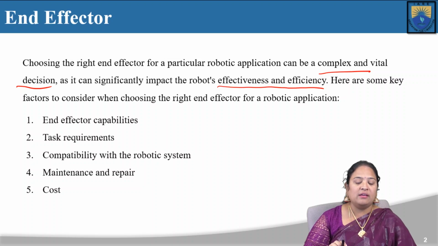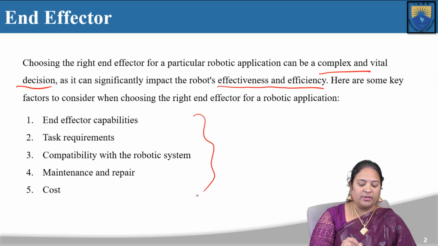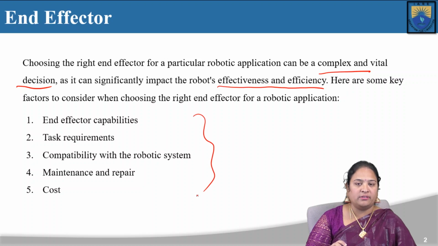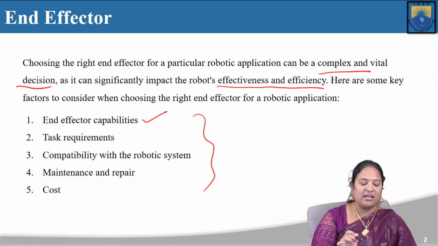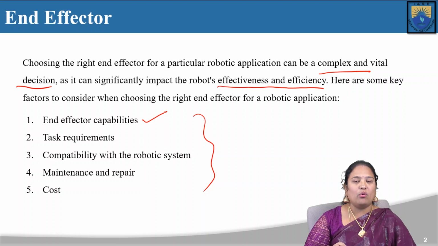So here, these are the 5 components which are very important to select an end effector. Here are some key factors to be considered when choosing the right end effector for a robotic application. What are those key factors? Let us see first. The first one is end effector capability. What do we mean by capability? What does that actually mean?